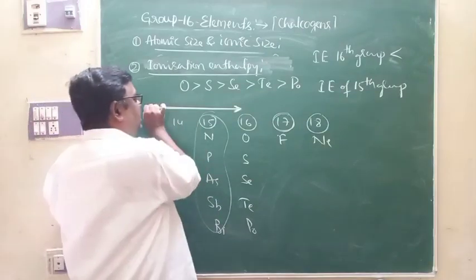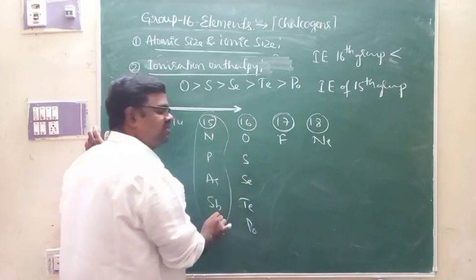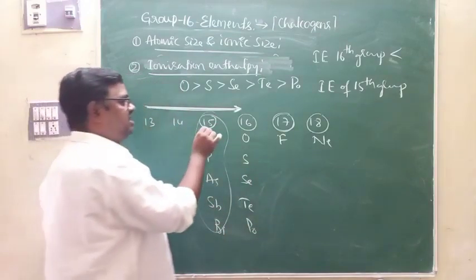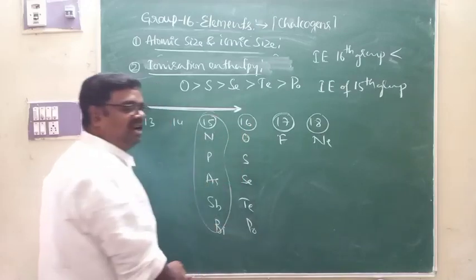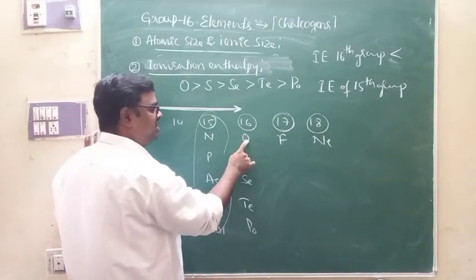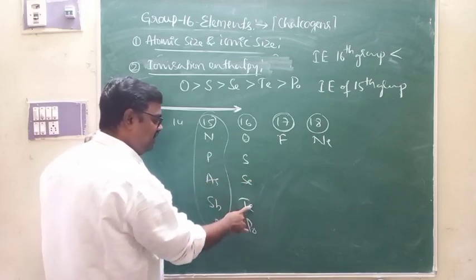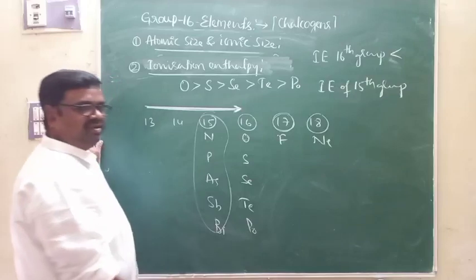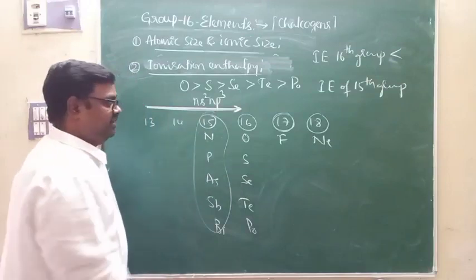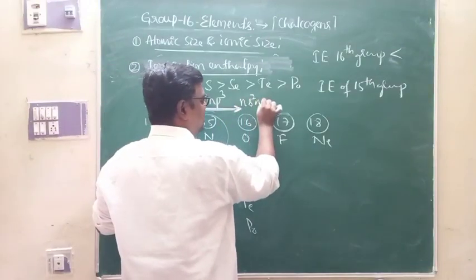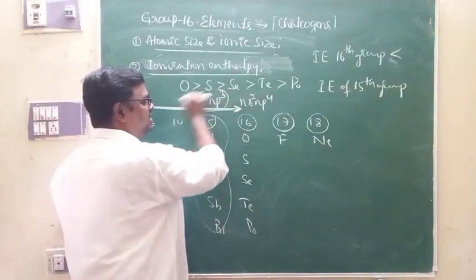According to the trend, group 16 elements should have more ionization enthalpy than group 15 elements, but it is observed that they have less. That is, ionization enthalpy of oxygen is less than nitrogen, sulfur is less than phosphorus, selenium is less than arsenic, tellurium is less than antimony, polonium is less than bismuth. Why? Group 15 elements are characterized by ns2 np3 configuration, whereas group 16 elements are characterized by ns2 np4 configuration.